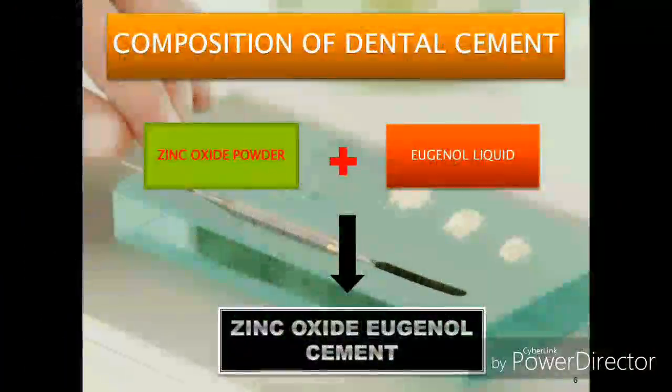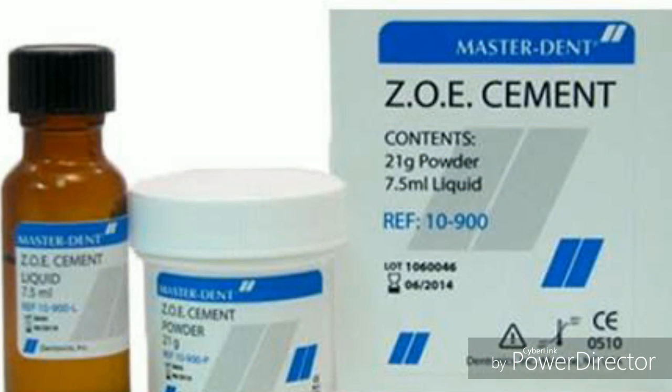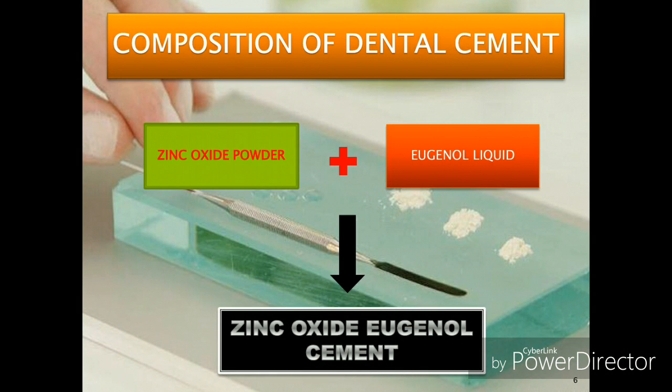So firstly, when zinc oxide powder is mixed with eugenol liquid, it's going to give us zinc oxide eugenol cement. The zinc oxide eugenol cement has various clinical applications in dentistry. For example, it can be used as a long-term or as a short-term luting agent. It can also be used as a temporary restorative material or as an intermediate restorative material. It can also be used for making surgical packs, and it can also be used as a root canal sealing material.